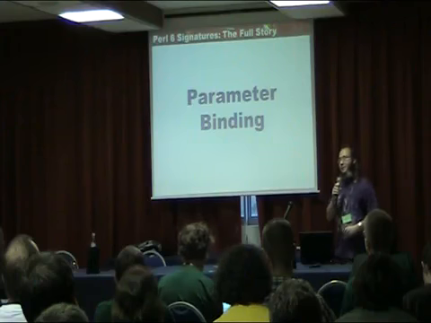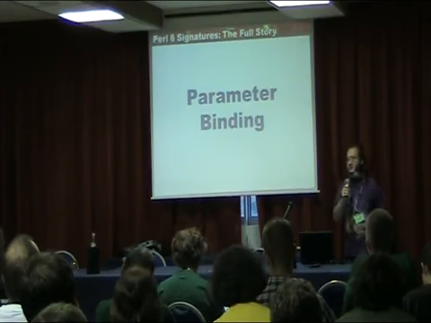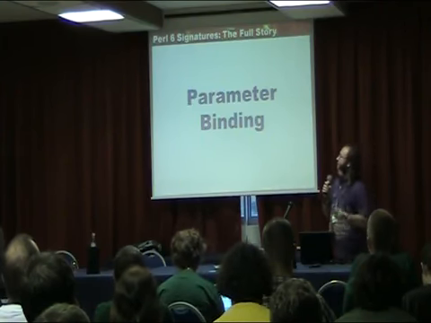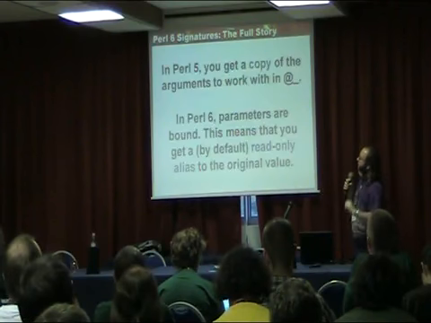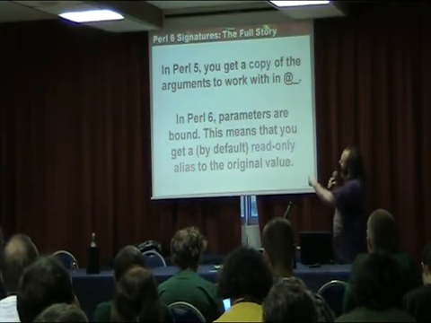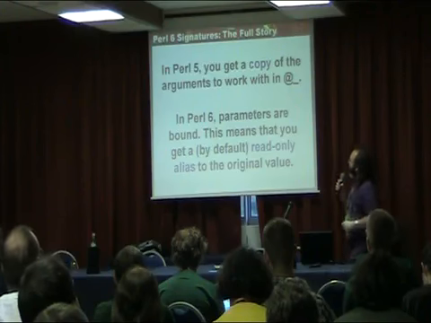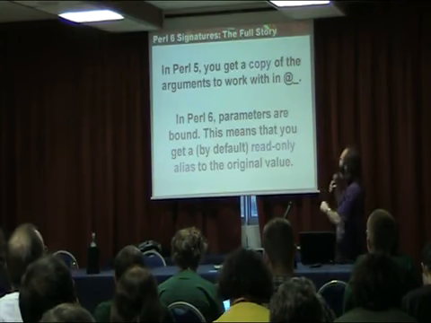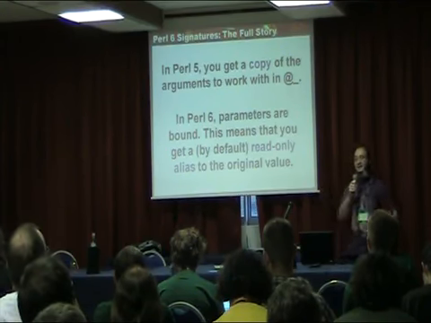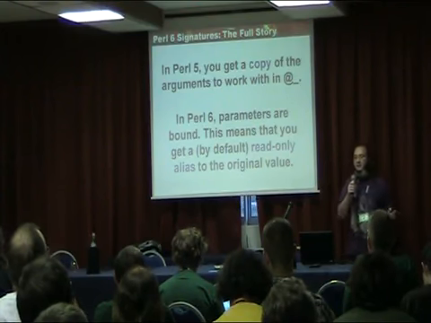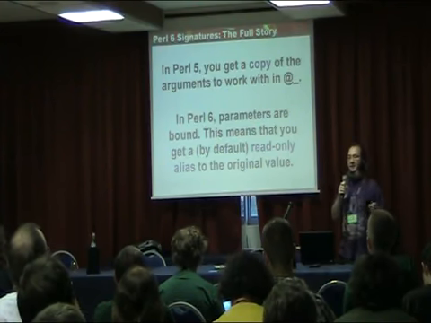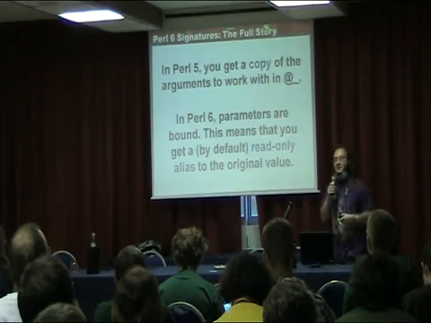Now, one of the important differences in terms of semantics of this between Perl 5 and Perl 6 is that we actually bind the parameters. So in Perl 5 you get a copy of them in @_. In Perl 6 they're actually bound, and they're read-only aliases to the things that you pass. To look at this another way, it's as if you're passing everything by backslashing it and passing it as a reference.